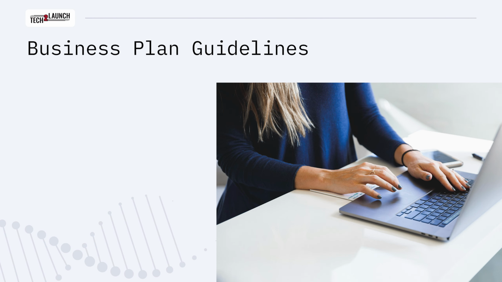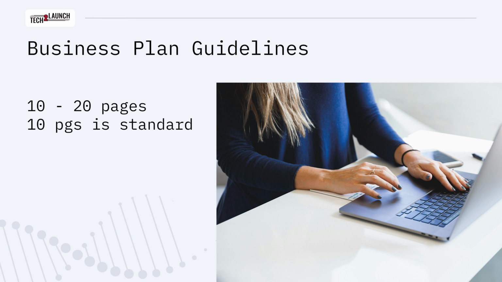How long should your plan be? Well, you want to have it concise yet thorough, and 10 to 20 pages is ideal. In South Dakota, 10 pages is standard for most competitions, but don't be surprised if it grows as your startup evolves. Use appendices for technical details or extra data to keep the core document focused. This is a living document at the end of the day. Your first draft might be 5 pages, but as you refine your strategy and research, it will expand. The key here is clarity and not length.